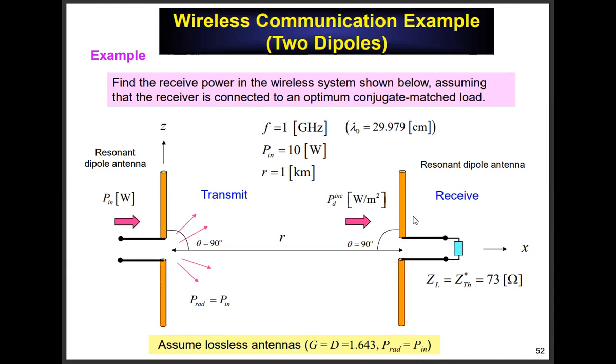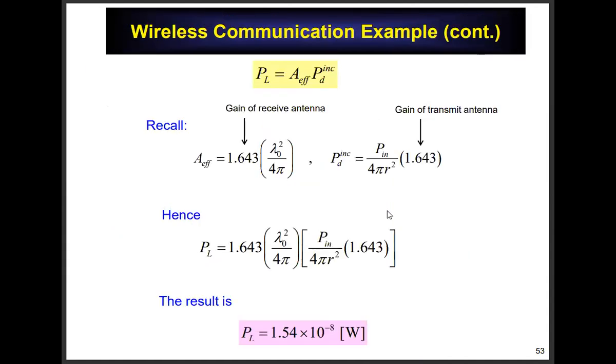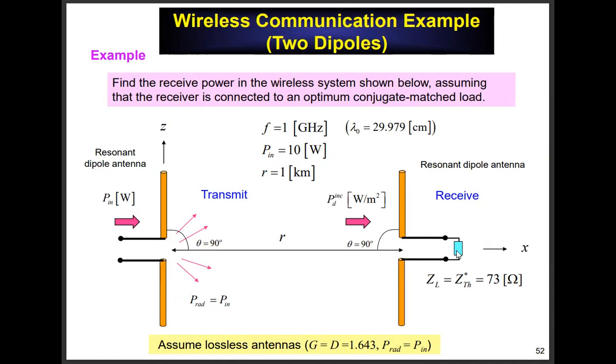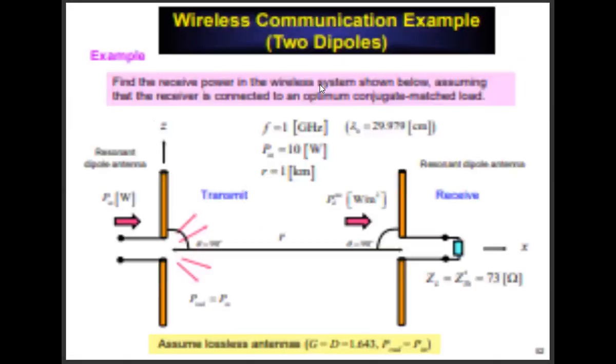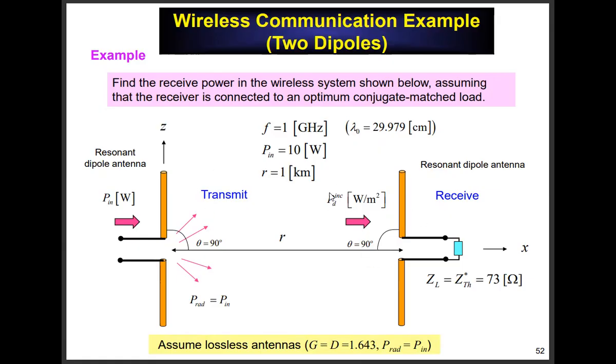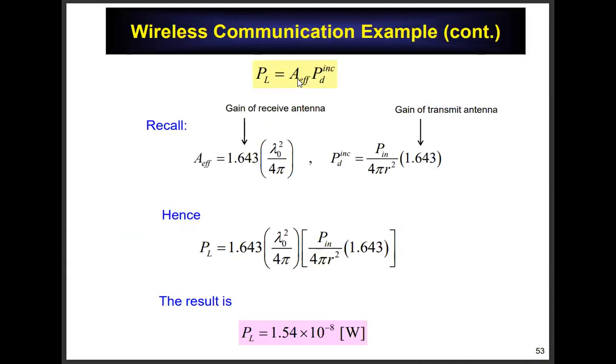Any questions on the problem? Okay. So power being received by this optimum load, 73 ohms. Remember, optimum match is assumed in these formulas, right? It's going to be the power density incident, striking the receive antenna. We have to calculate that in a second. But the power density incident, watts per square meter, times the effective area of the receive antenna.